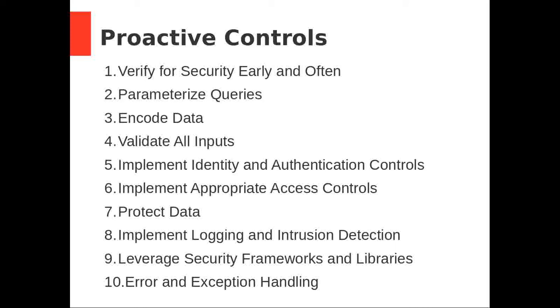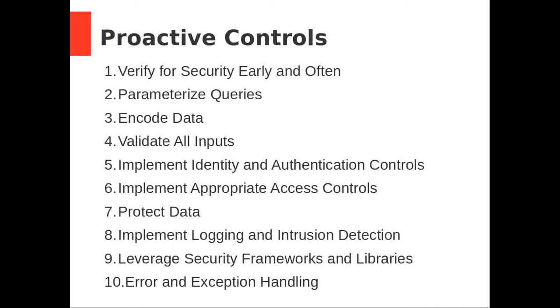Implement identity and authentication controls. Make sure that the users who are accessing the application actually are who they say they are. Implement appropriate access controls, making sure that the users accessing application resources, in particular sensitive ones, have the authorization to do so. Protect data: encryption of data in transit as well as data at rest. Implement logging and intrusion detection, tracking activity occurring in the system and reviewing that activity for indicators of malicious behavior.